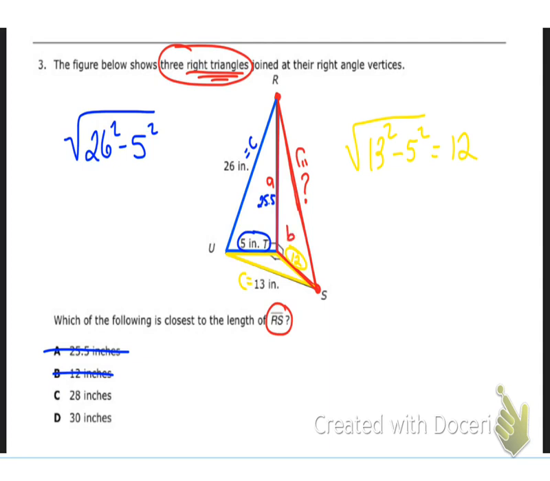So you're going to have to add them. So my third Pythagorean theorem is going to be to do 25.5 squared plus 12 squared. And then don't forget to do the square root of that. So let's go ahead and work that out.